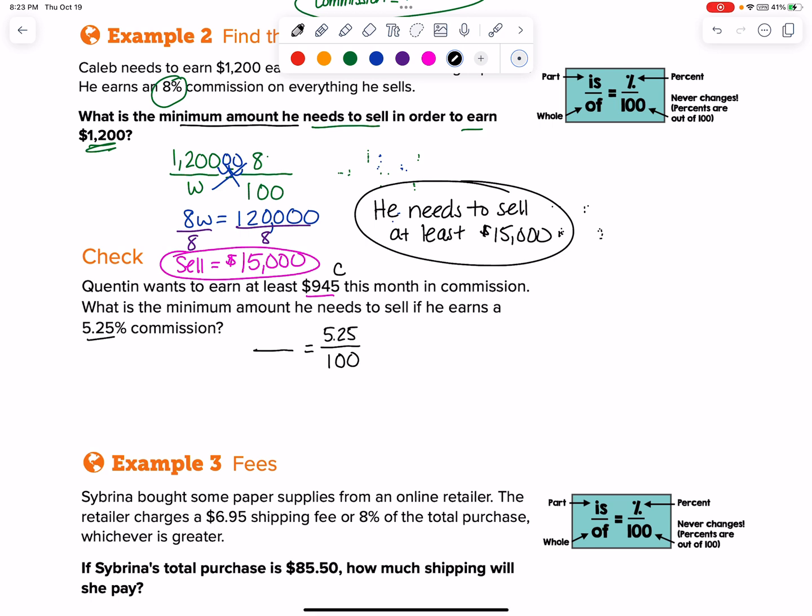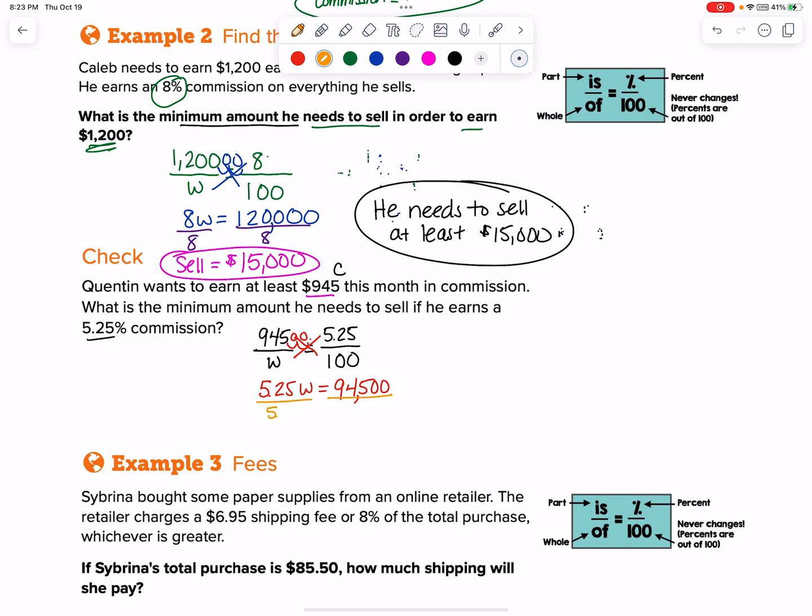And what is that 5.25% commission? Well, the commission is $945. Okay. And I don't know the OG, that original whole. Okay. So let's do our means extremes to solve for W. Okay. We'll do the W first. So we have 5.25W equals, times 100 is 2 swoops to the right, and we have 94500.